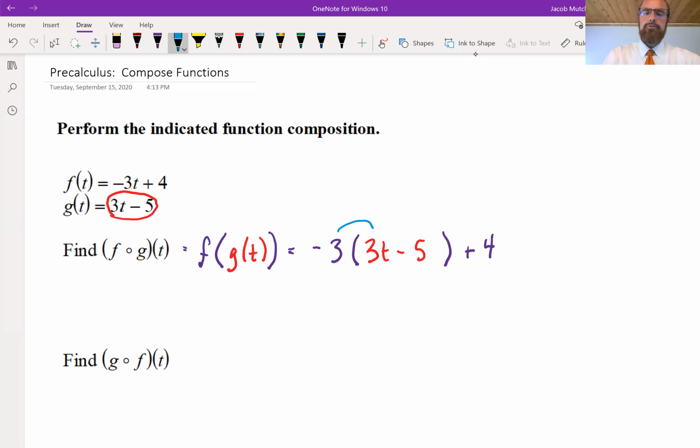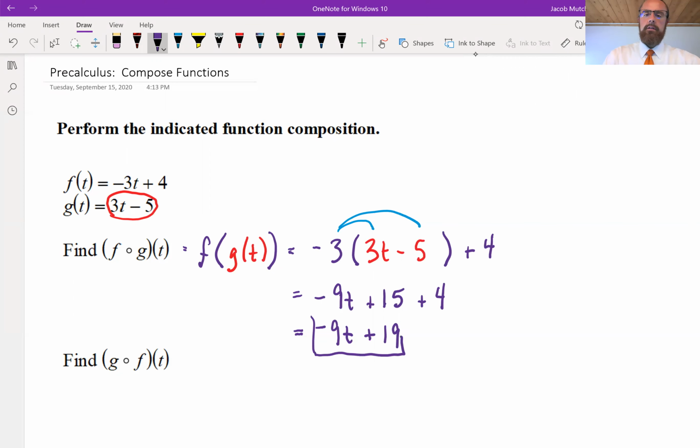So I see that I need to distribute negative 3 through the parentheses. That's going to give me negative 3 times 3t is negative 9t. And then the second distribution, negative 3 times negative 5, is plus 15. And then I'll add 4. To complete that simplification, I'll just add my constants. So this is negative 9t, and then 15 plus 4 is 19. Negative 9t plus 19. So that is the equivalent of f of g of t.